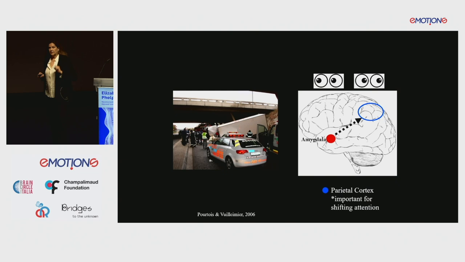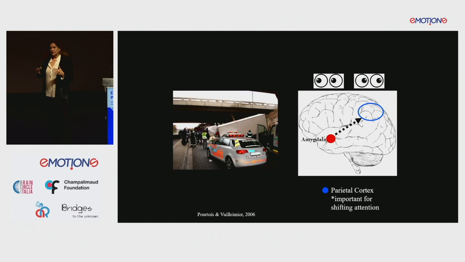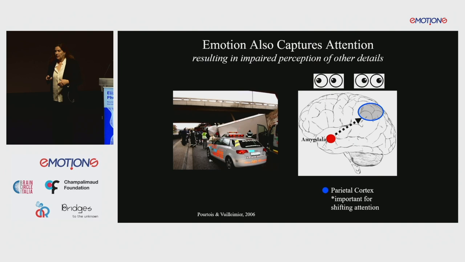What happens when you see something like this? Imagine you're driving down the highway and there's a car accident. It could even be on the other side of the road. There's no blockage on your side of the road. But what people tend to do is, when the car accident's there, they slow down. They stare at the car accident, and now there's a traffic jam behind you, even though there's no blockage in the road. And this is because emotion captures our attention. When something emotional is flashed, this region of the brain that is necessary to focus your attention on what you should be doing, which is driving, shows less activity. It makes it harder to attend to other events in the environment. So emotion also captures attention, and this results in impaired perception of the other details that are out there.